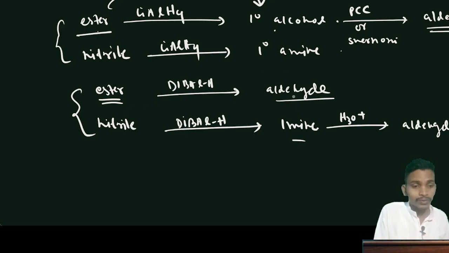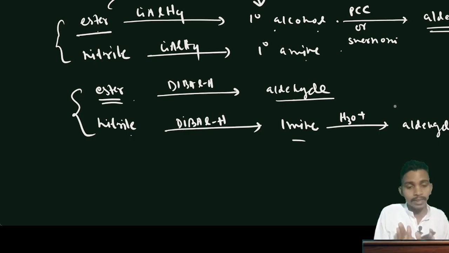It means that it will stop at the aldehydes from esters. But if we use lithium aluminum hydride, it directly converts into 1 degree alcohols. From that again we have to use a mild oxidizing agent or Swern oxidation to get aldehydes. Similarly for nitriles, if you are using lithium aluminum hydride, we get 1 degree amines. But if you are using DIBAL-H, then we get amines, and after hydrolysis we get aldehydes. So this is the reason DIBAL-H becomes an important reagent.